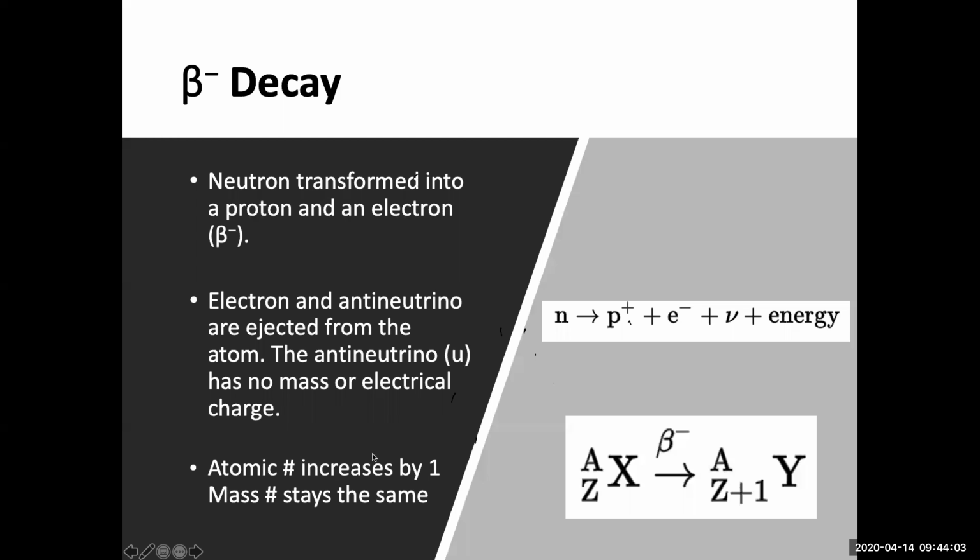The atomic number increases by 1 because one neutron is converted to one proton, meaning Z increases by 1. But the mass number stays the same because one neutron is converted to one proton. We are still within the nucleons, where A is the number of protons and neutrons. We didn't change anything here, we just converted one neutron to a proton, so the total is the same. So A is the same, Z plus 1.